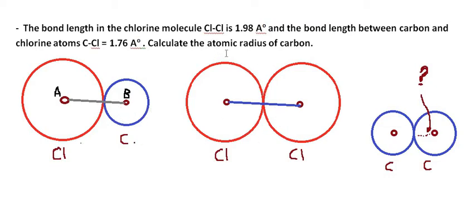So the answer is: divide this over 2 to get the radius of one chlorine atom, then subtract the radius of one chlorine atom from the bond length in the carbon-chlorine bond. You get the radius of the carbon atom. This is an example.